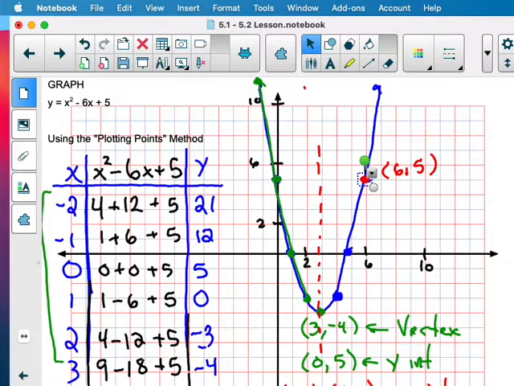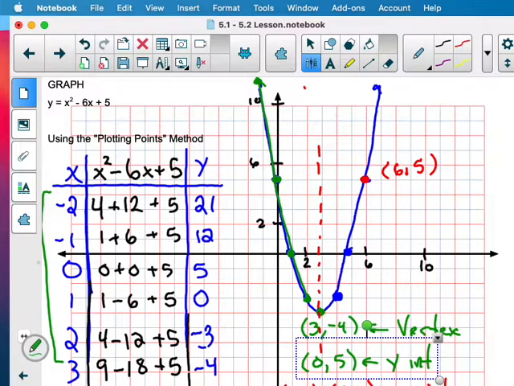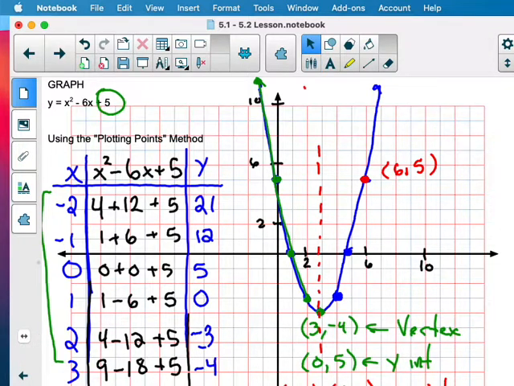We also pointed out that we had the y-intercept here. Now the y-intercept is nice because you can see it right in the equation when it's in standard form. That +5, if you were to put 0 into the x's, you end up with a 5. That's your y-intercept, so that's nice. You can see that right away.